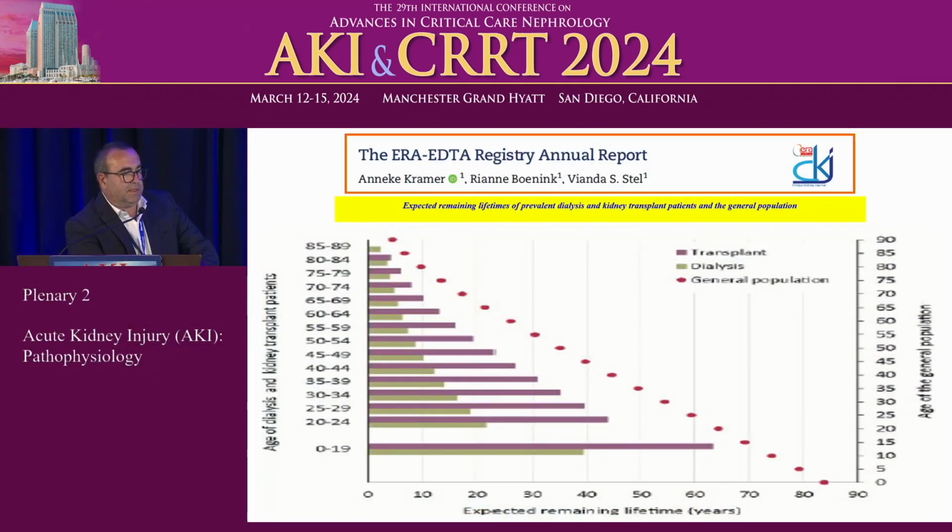So we start with renal transplantation. And I want to start with this slide from the hereditary registry, in which you can see the expected remaining lifetime with the red circles and what happens in dialysis patients in green and in transplant patients in violet. Without doubt, kidney transplantation represents nowadays the best therapeutic option for end-stage kidney disease patients.